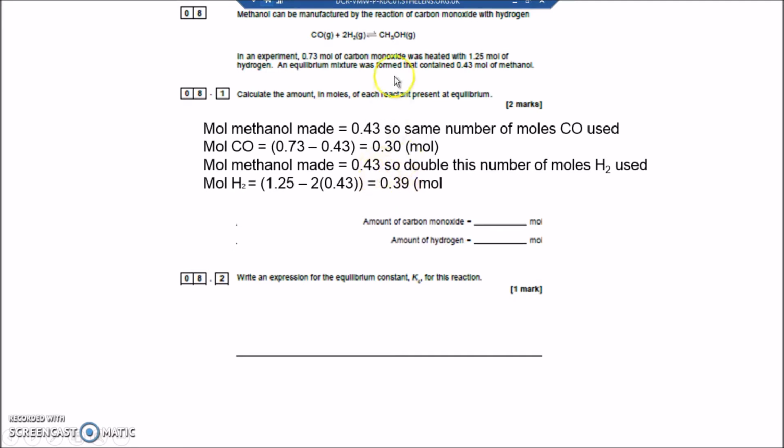Write an expression for the Kc, so that's the concentration of methanol divided by the concentration of carbon monoxide multiplied by the concentration of hydrogen. The concentration of hydrogen needs raising to the power 2, it needs squaring for the equilibrium constant because there's a 2 in front of the hydrogen, so that's your equilibrium constant expression.